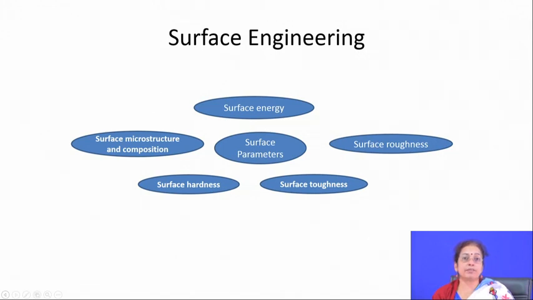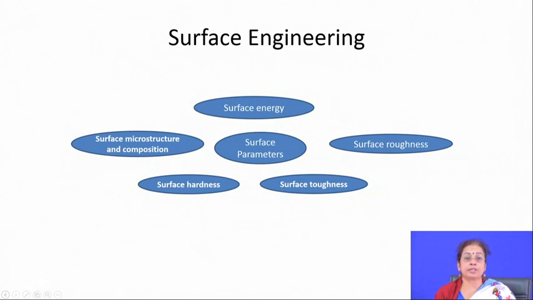Microstructure and composition are very important, because ultimately it is the surface microstructure and composition which controls everything. If it is uniform microstructure and composition, then the corrosion mode will be uniform. If it is non-uniform, there will be galvanic corrosion. If there are several precipitates around grain boundaries, then there will be intergranular corrosion. There may be some stress corrosion cracking problem. So, surface microstructure and composition is very important. Surface hardness is also important, because surface hardness influences the erosion corrosion behavior.